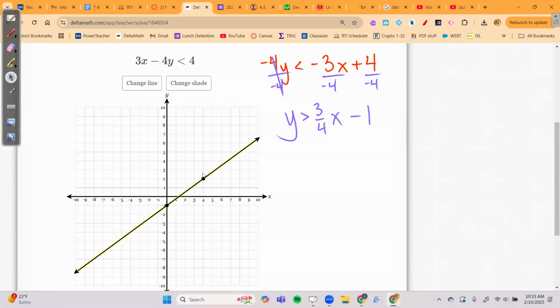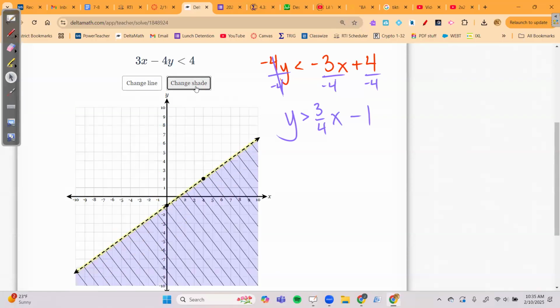Now you'll notice that there are 2 option buttons here. One of them is change the line. Do I want the line to be solid or dotted? It does not have the or equal to, so I'm going to hit change line and it changes it to dotted, which is pretty slick. And the last thing is changing the shading. The question is, should I shade here or here? It's just going to let me keep choosing until I'm ready to send it.